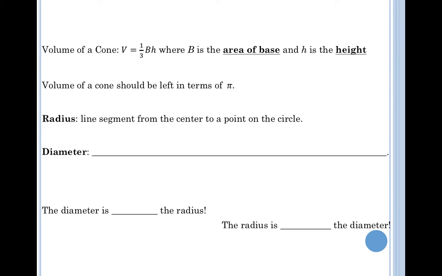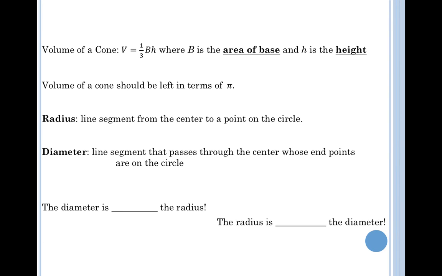Two things: we have a radius and a diameter. Radius is a line segment from the center to a point on the circle. The diameter is a line segment that passes through the center whose ends are on the circle. I will show visually how to tell the difference between a radius and a diameter when we get into a problem. It's very important to know how these two are related. The diameter is 2 times the radius. That means the radius is the diameter divided by 2. So half the diameter is the radius, and 2 times the radius is the diameter.